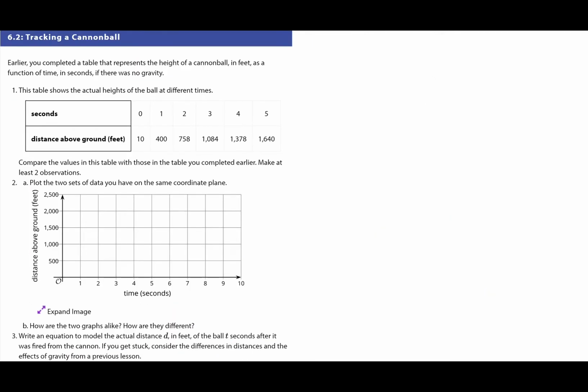So earlier, just now, you completed a table that represents the height of a cannonball in feet as a function of time in seconds if there was no gravity. So this table shows the actual heights of the ball at different times. This isn't quite the same as the table that we had in the warm-up.